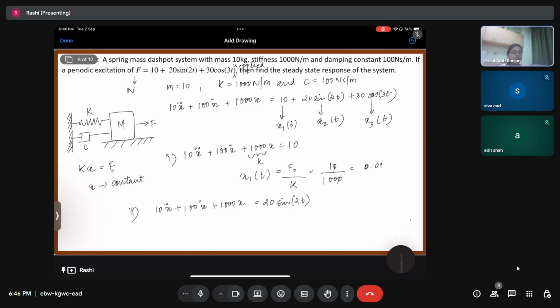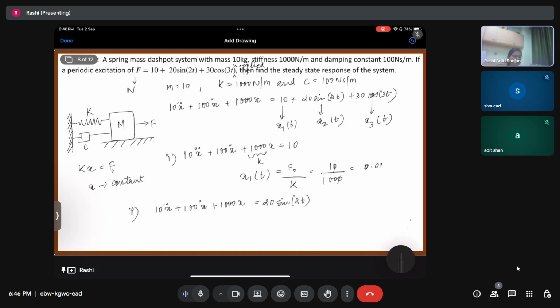Now, if we had to find out the total solution, we would have incorporated the transient as well as the steady state vibration, right? But it is specifically mentioned in the question that we need to find out only the steady state response. So this makes our life easier, okay? We need to find out only the steady state response.